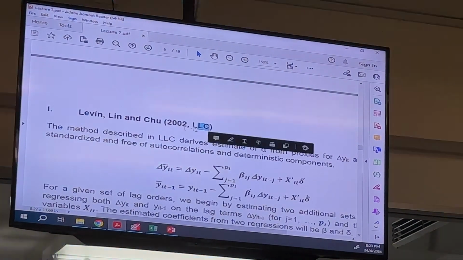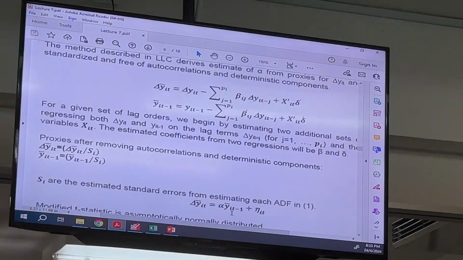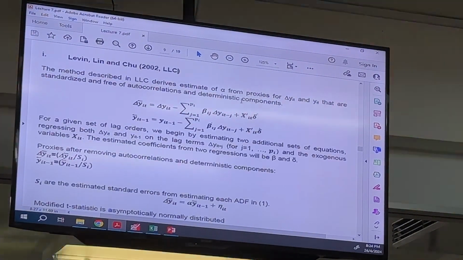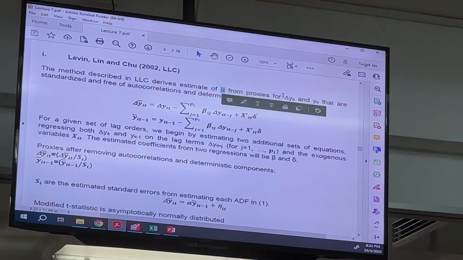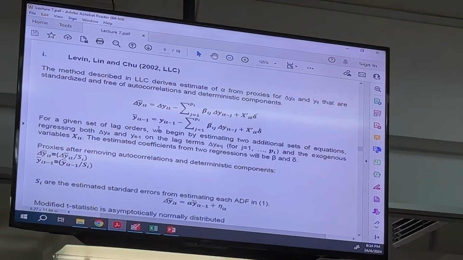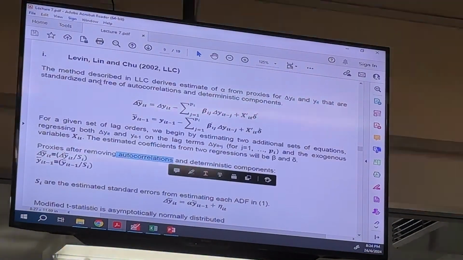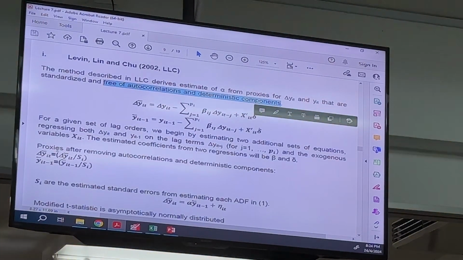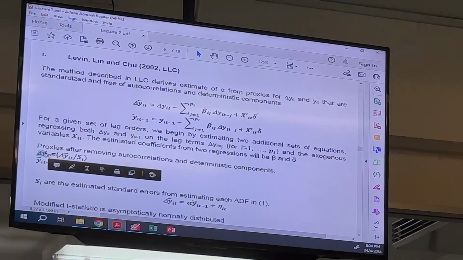The abbreviation is LLC. This test was proposed by Levin, Lin, and Chu in 2002. There's something different here because this estimates alpha, meaning the estimate is derived from a proxy of the changes in y, and then the y are standardized. So what is the difference compared to the basic ADF? Changes in y i t, still using the changes, but now they use the proxy after removing autocorrelation. Because you need to build a test free from autocorrelation and also the deterministic component. So they adjust the changes y i t with that bar. You see, it's actually removing the autocorrelation and also the deterministic component.